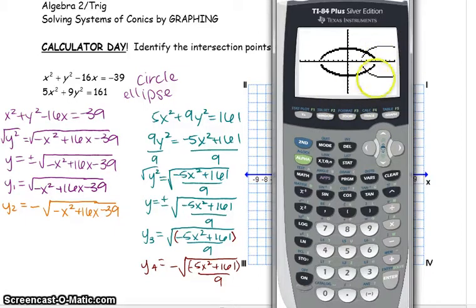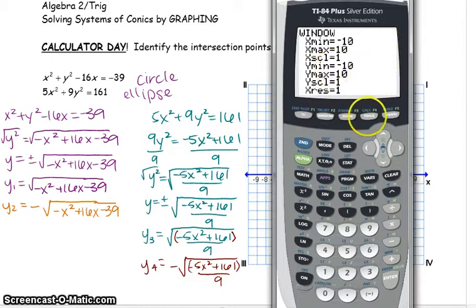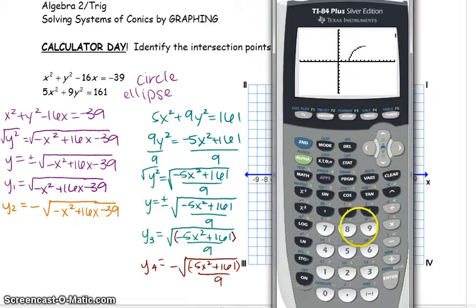Now, we can't really see our circle, so let's make our window a little bit longer in the X direction. So let's make this a 15 instead, just to spread it out a little bit. And let's hit graph again. There we go, we could see it all now. So again, this is our circle graph, and this is our ellipse graph.